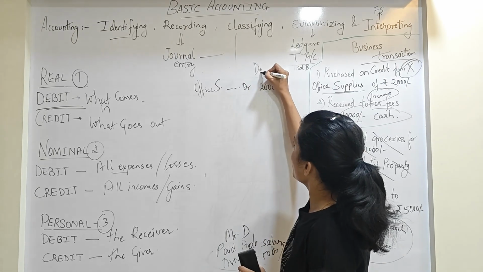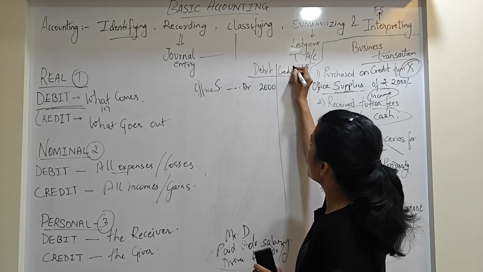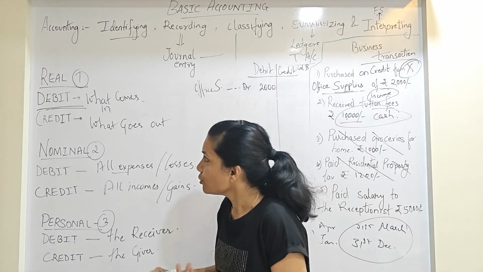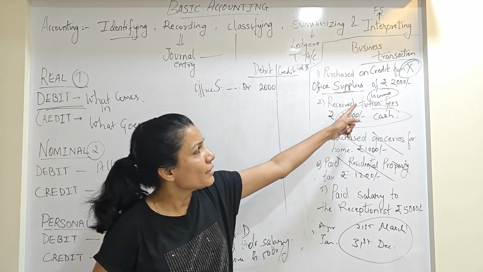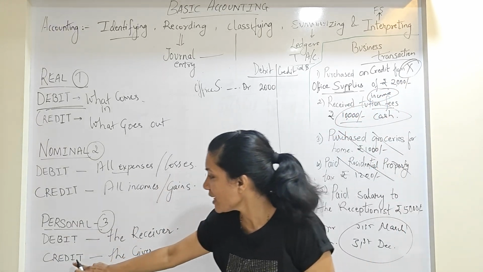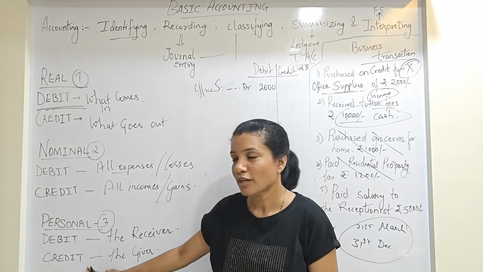Now these are the debit and credit columns. Office supplies account debit 2000. Now to, what is credited? Is anything going out? No, but there is a giver. Mr. X is a giver. Credit the giver. Since X is a personal account, we'll apply this rule.